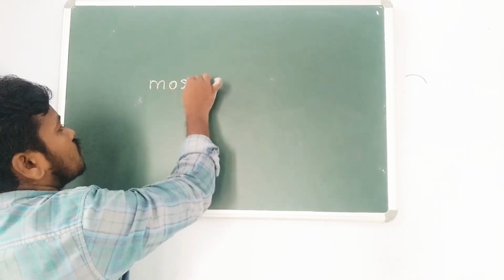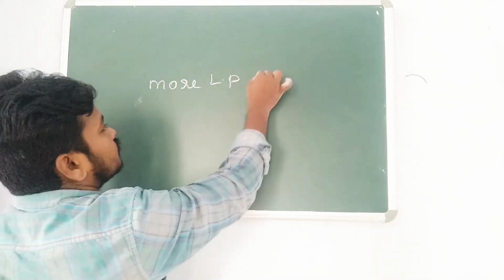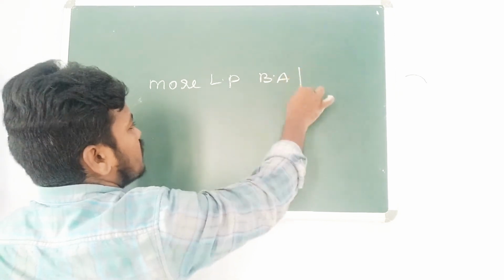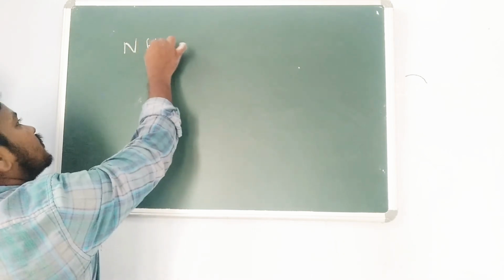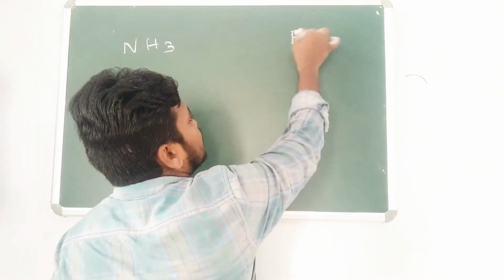More lone pair, bond angle less. That's it. Next one you can see NH3 and PH3.